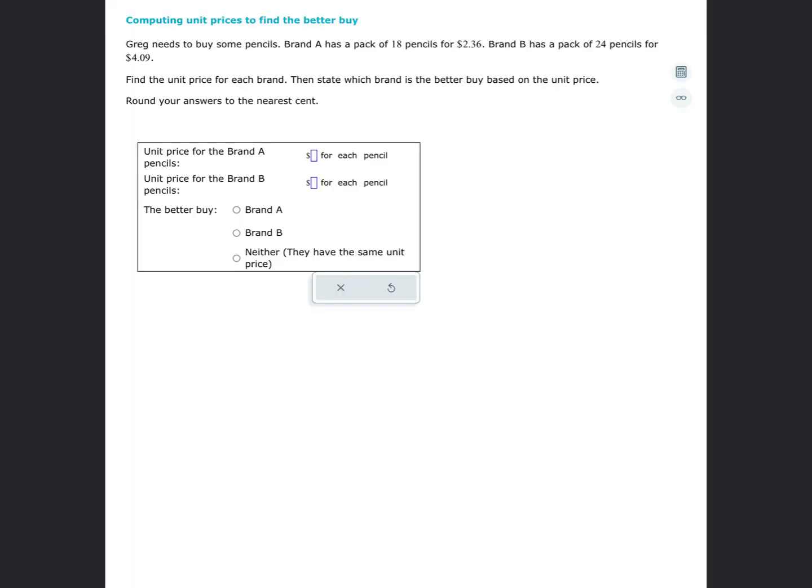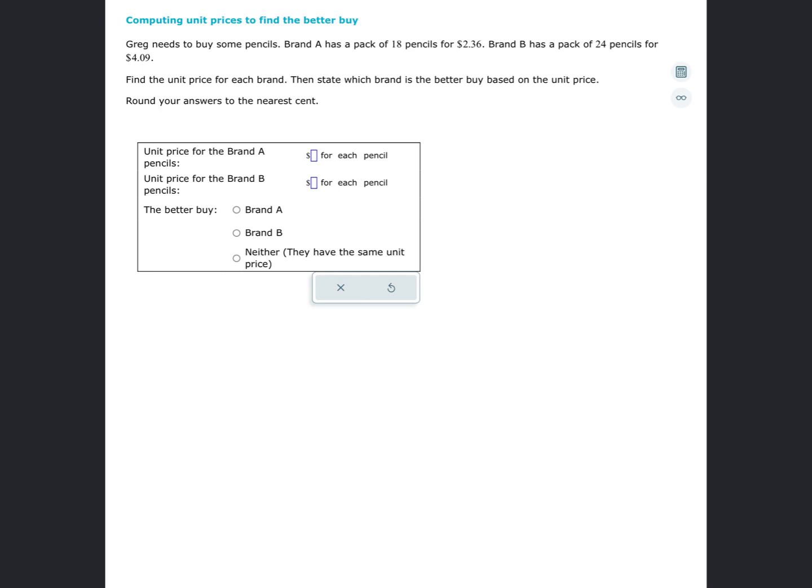And to finish off this assignment and this practice, I'm going to give you a better buy question, which is just applying why you would even need to know the unit price for something. It's basically just finding the unit price multiple times and then making a comparison. Which one's cheapest? That's what you want when you go shopping, right?